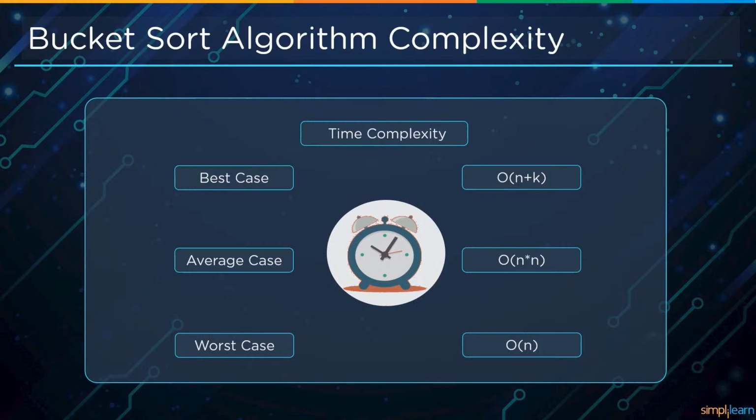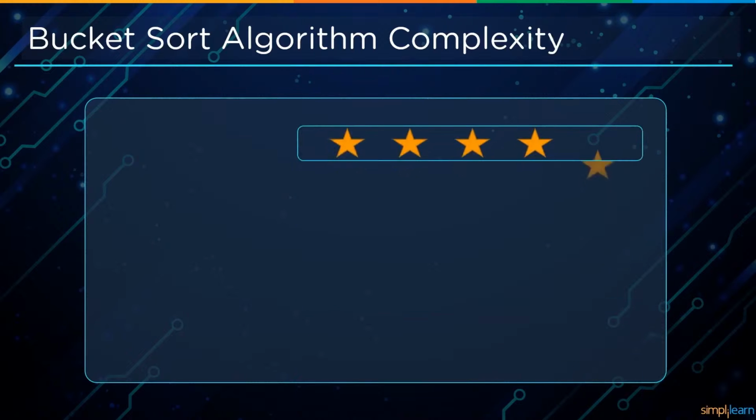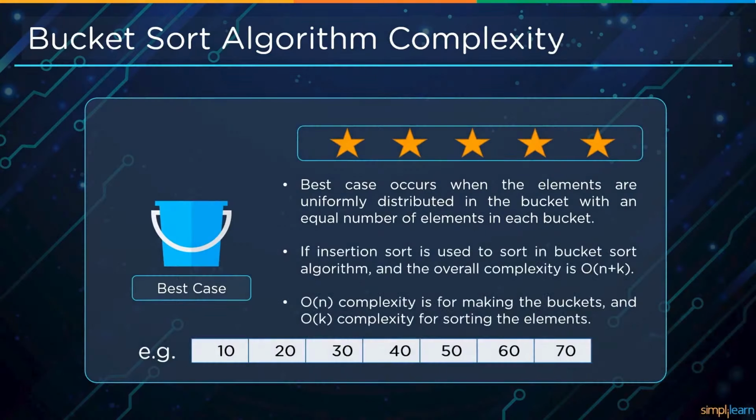So let us understand all the 3 cases one by one. First we have the best case. The best case occurs when all the elements are uniformly distributed in the bucket with an equal number of elements in each bucket. If insertion sort is used to sort the bucket sort algorithm, then overall time complexity is O of n plus k. O of n complexity is for making the buckets and O of k complexity is for sorting all the elements.